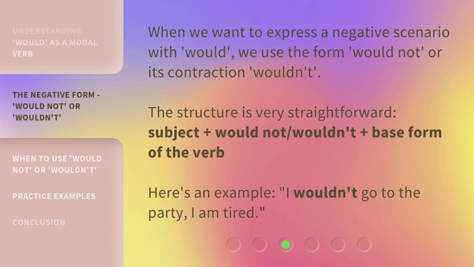When we want to express a negative scenario with would, we use the form would not, or its contraction, wouldn't. The structure is very straightforward. Subject plus would not, wouldn't plus base form of the verb. Here's an example. I wouldn't go to the party, I am tired.